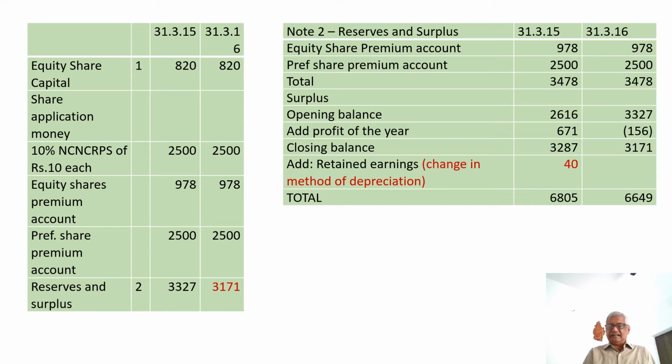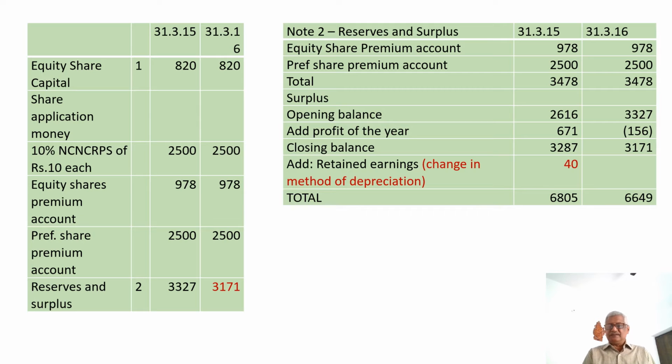Now going to the next financial year ending 31/3/16, the closing balance is taken at 33.27 crore. During that year, the company incurred a loss of 1.56 crores, which is subtracted from the opening balance, making the closing balance of the surplus 31.71 crores. So the total reserves and surplus, which was 68.05 crore, reduced to 66.49 crore.